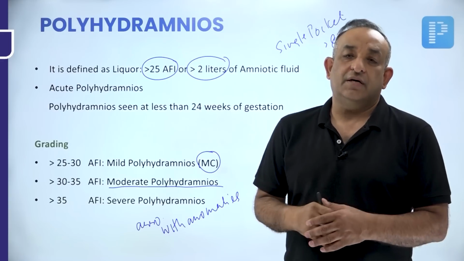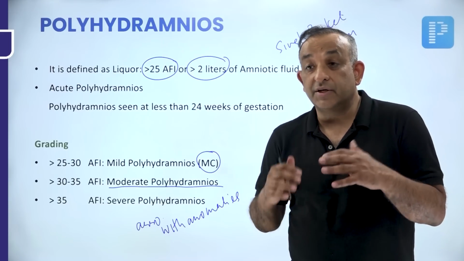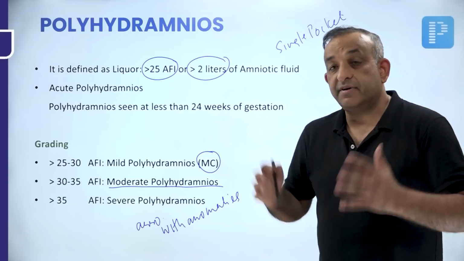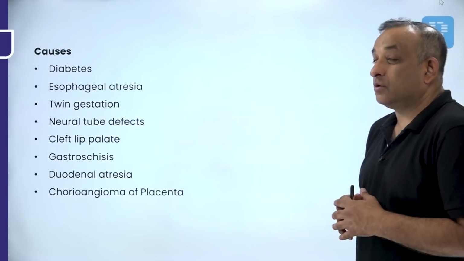A lot of fetal anomalies cause polyhydramnios, notably the neural tube defects like anencephaly. Those anomalies cause severe polyhydramnios. So what are the causes of polyhydramnios? Diabetes is one major cause.